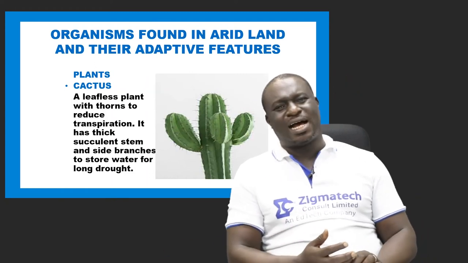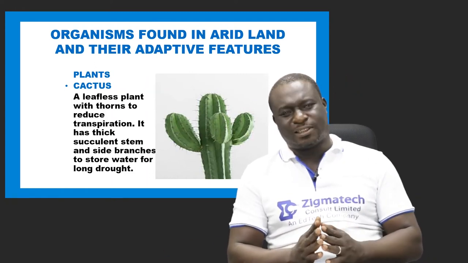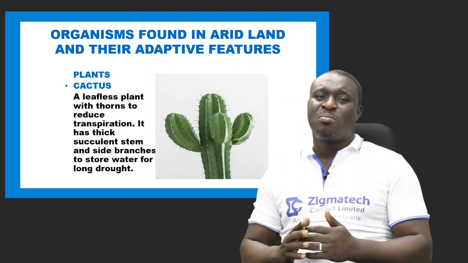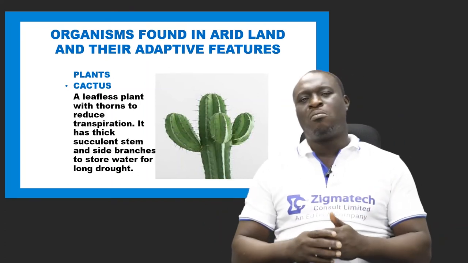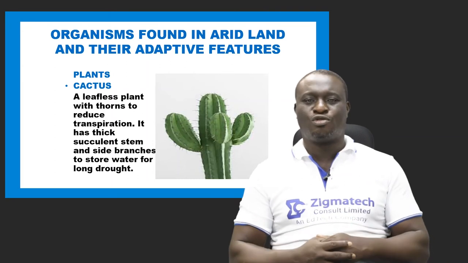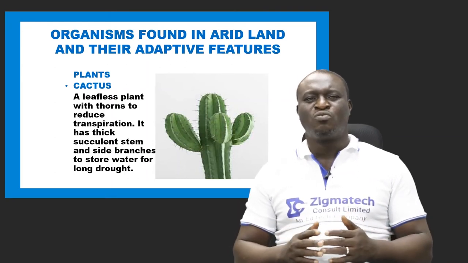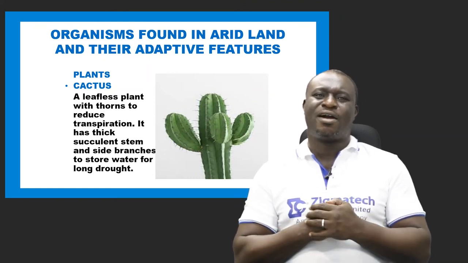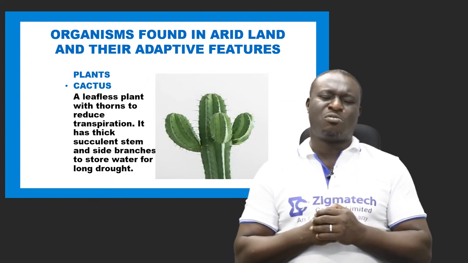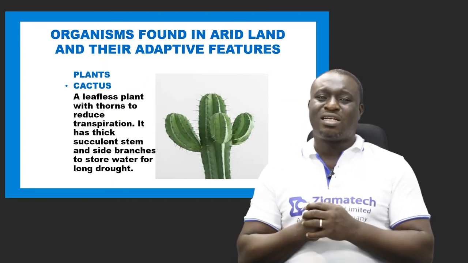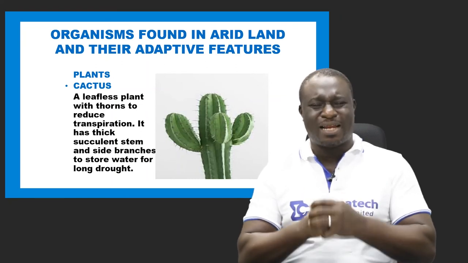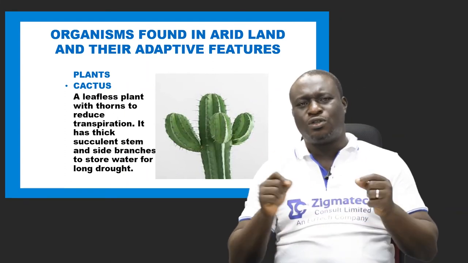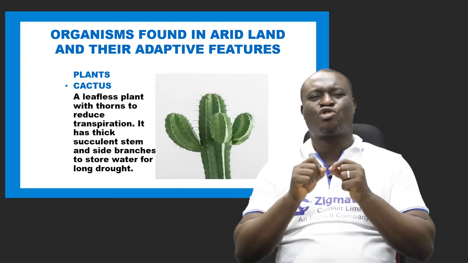And we're also going to look at their adaptive features. Now, for plants, we have what we call the cactus plant. Cactus plant has become more of an ornamental plant. Most homes you go to, they have cactus plant. But originally, they are found in arid lands. Now, what are some of their adaptive features? Cactus plants are leafless plants. And they have thorns.